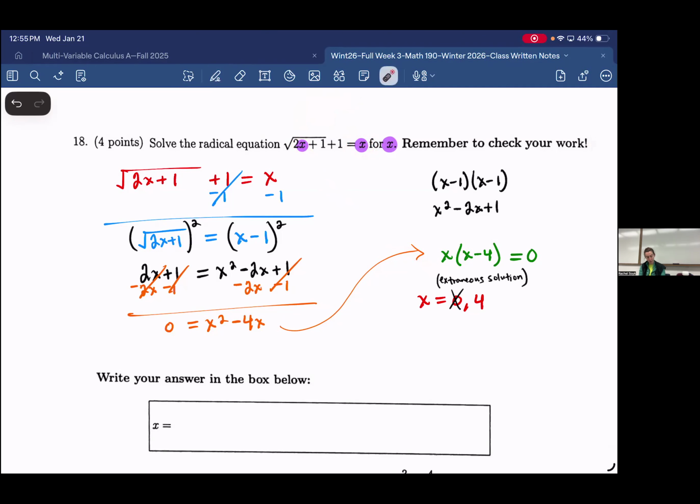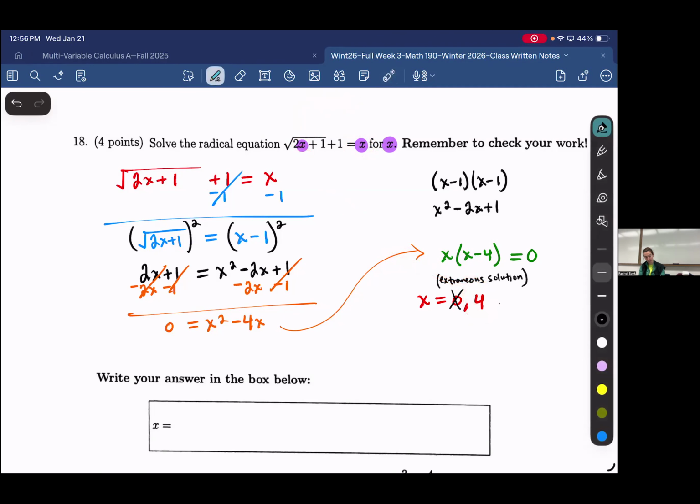Now let's check for 4. 2 times 4 is 8. 8 plus 1 is 9. Square root of 9 is 3. 3 plus 1, does that give us 4? It does. So therefore, our only solution for x is equal to 4. So for x is x equals 4.